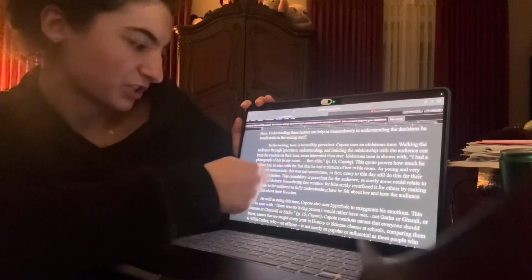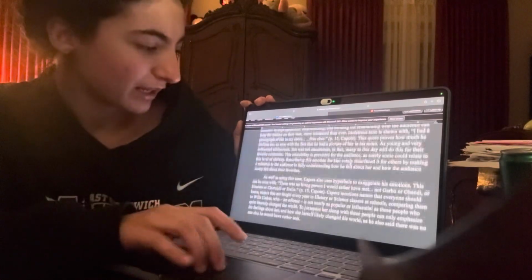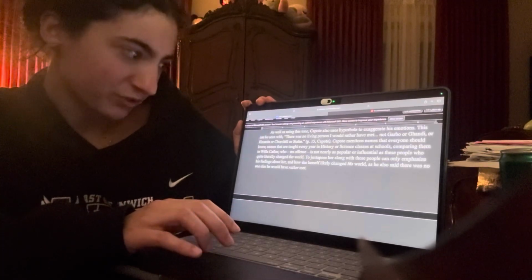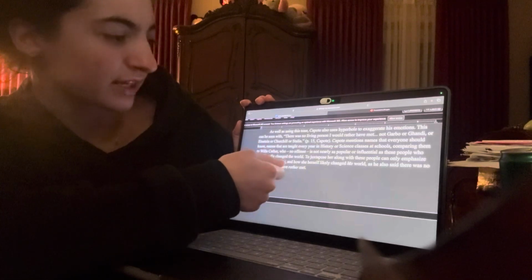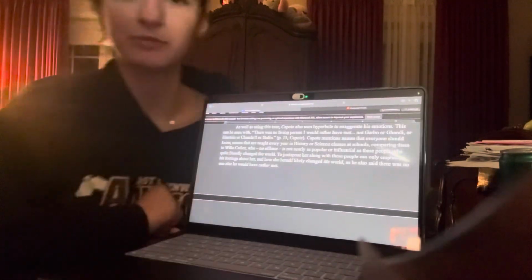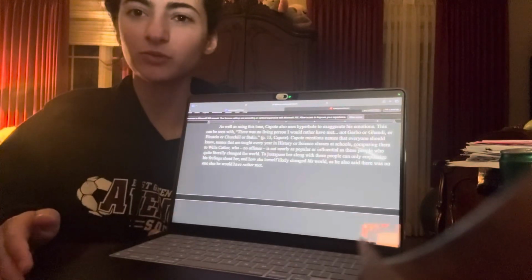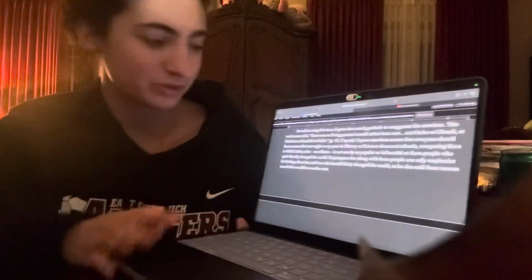But the rest of my quotes, my second quote right here, I explained it. I said this quote proves how much he idolizes her, as seen with the fact that he had a picture of her in his room, which is what he said in the quote. And then the next quote: there is no living person I would rather have met, no Garbo or Gandhi, or Einstein or Churchill or Stalin. Capote mentions names that everyone should know, names that are taught every year in history and science classes at schools, comparing them to Willa Cather, who, no offense, is not nearly as popular or influential as these people who have literally changed the world. So the first quote does not have much of an explanation, and not as much as the last 2 did, for sure.